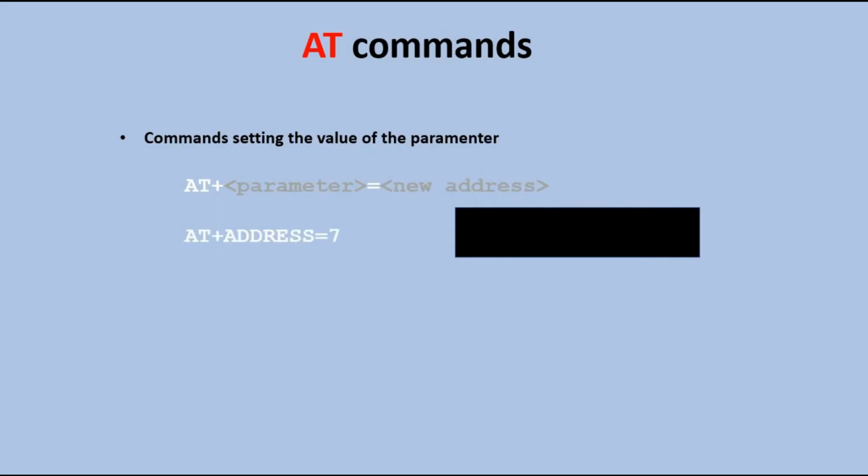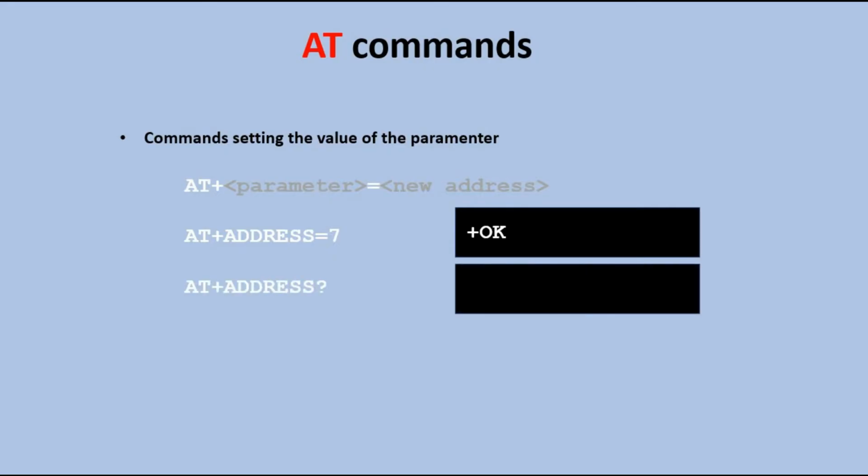The other type of commands are the ones that set the value of the parameter. So if you want to change the address of the board from the previous example, you'd type this command. LoRa confirms successful execution of such commands with OK message. We can repeat the initial query to see that address has in fact been changed.